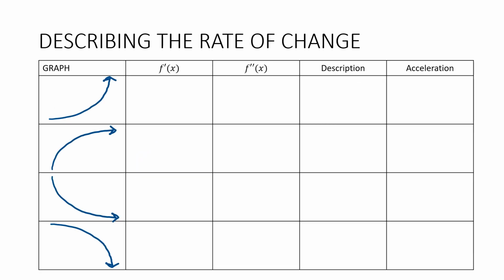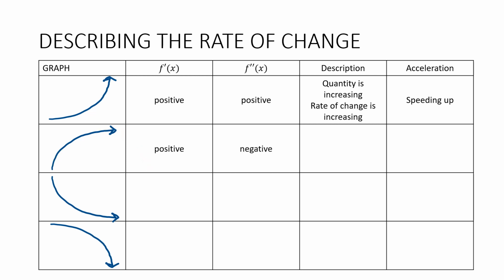So here are the 4 curves that you need to know. Let's go through them. Here we have an increasing curve, so the first derivative is positive. It's concave up, so the second derivative is positive. We say the quantity is increasing, the rate of change is increasing, and it is speeding up. Here we have an increasing curve, the first derivative is positive. It is concave down, the second derivative is negative. We say the quantity is increasing, but the rate of change is decreasing, it is slowing down.